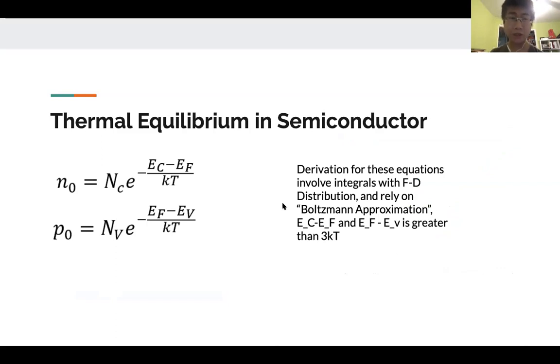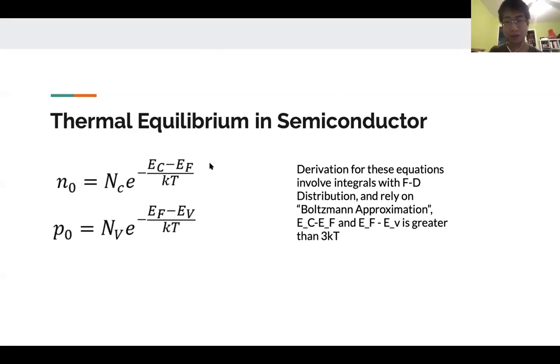Then thermal equilibrium in a semiconductor. Basically, this is when the number of holes and electron carriers in the semiconductor material do not change over time, so it stays constant. How you change this is by doping. You add a material that can accept electrons, or you add a material that can donate electrons.